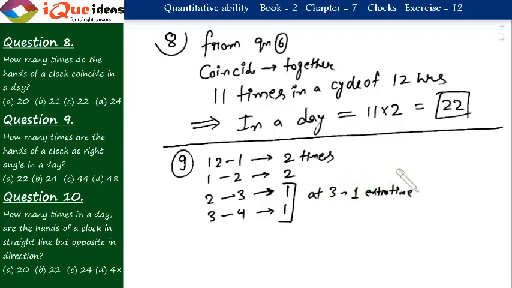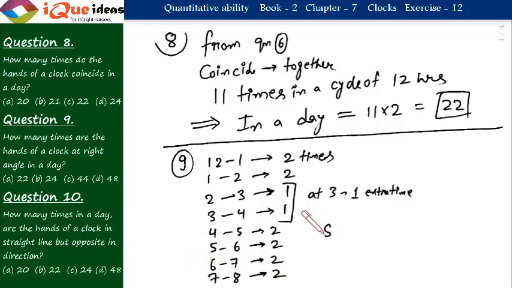And then between 4 and 5, again 2 times. Between 5 and 6, again 2 times. So in general, within every hour they are perpendicular 2 times, except for 2 to 3 and 3 to 4, right? Similarly, 6 to 7, 2 times. 7 to 8, again 2 times. Now 8 to 9, only one time. It is around 8:25 or 8:30, that is once. Similarly, between 9 and 10, again only once, around 9:35.